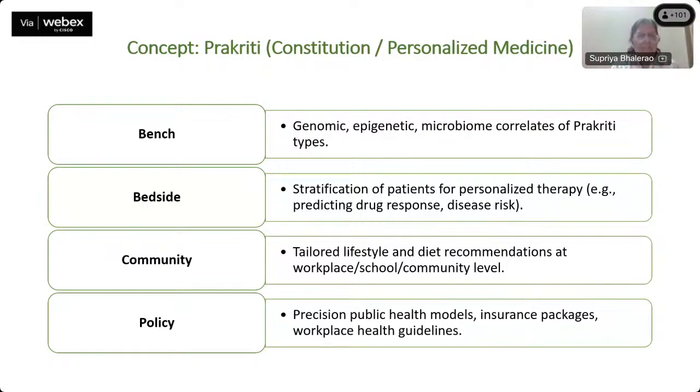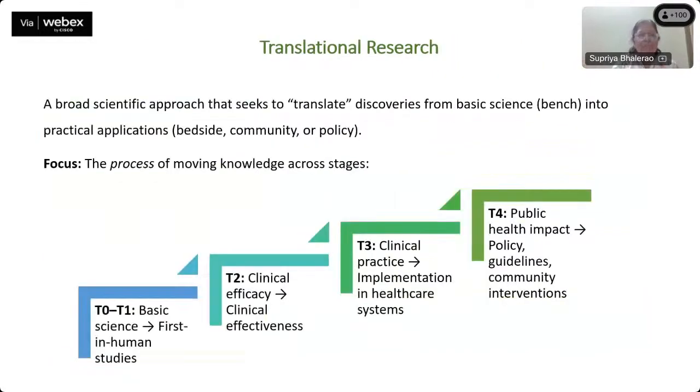There are no studies. For community translation, we can have tailored lifestyle and dietary recommendations at workplace, school, and community level. And if we want to get Prakriti into policy, there are precision public health models, insurance packages, and workplace health guidelines. These are the policy things which can happen. Again, I am saying not everyone will be able to reach policy, but there has to be some effort starting from bench to move to the policy side.